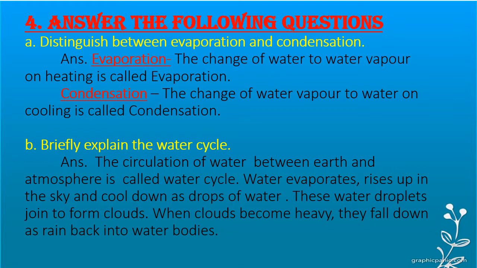Next question is briefly explain the water cycle. The circulation of water between earth and atmosphere is called water cycle. Water evaporates, rises up in the sky and cools down as drops of water. These water droplets join to form clouds. When clouds become heavy, they fall down as rain back into water bodies.